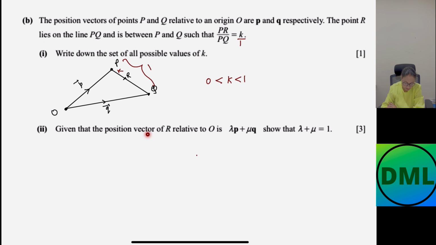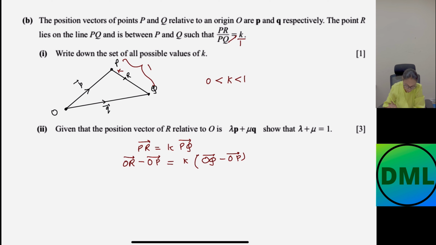Given that the position vector of R relative to O is lambda P plus mu Q, show that lambda plus mu is equal to 1. We will write down the position vector OR from our given condition. This is our given condition: PR is equal to K times PQ. Just move this to the right hand side. The PR vector will be written as OR vector minus OP vector, which equals K times the PQ vector, written as OQ vector minus OP vector.